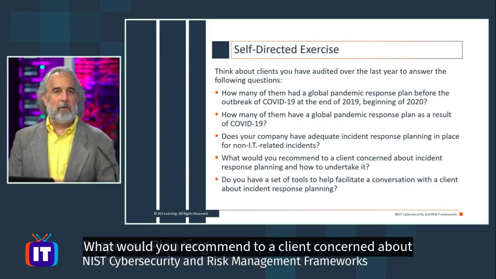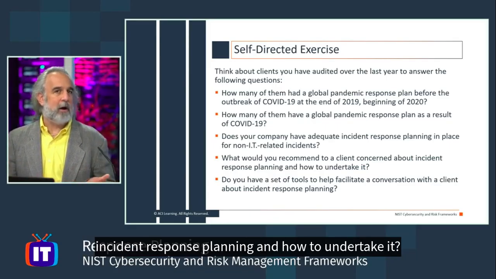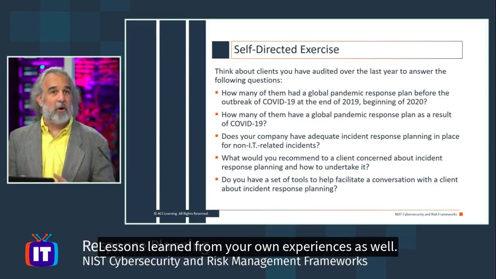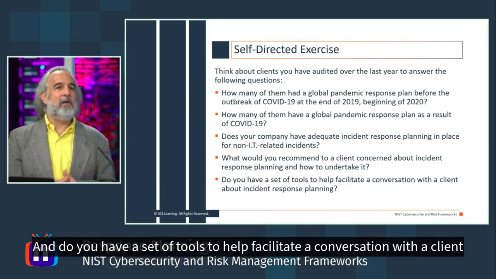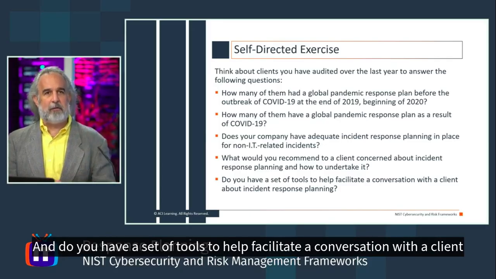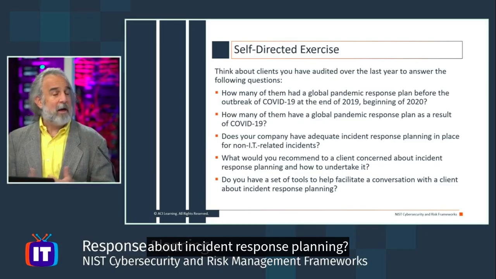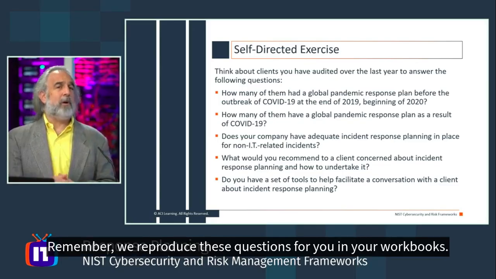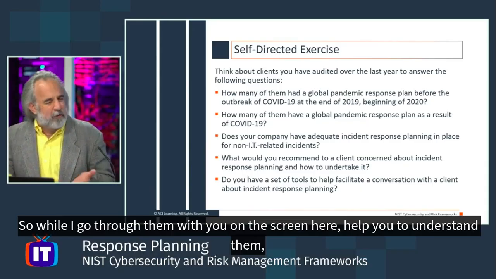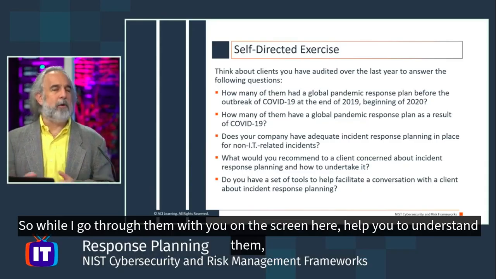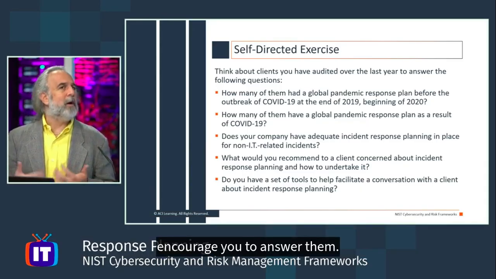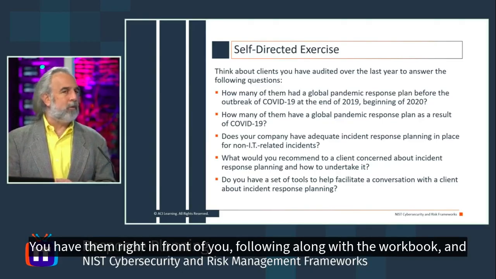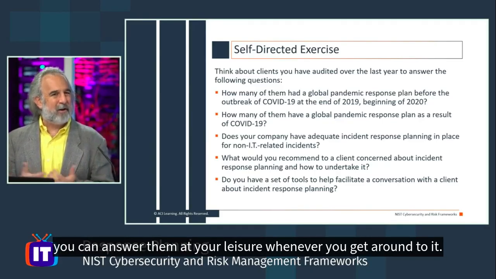What would you recommend to a client concerned about incident response planning and how to undertake it? What lessons have you learned from your own experiences as well? And do you have a set of tools to help facilitate a conversation with a client about incident response planning? If not, what would you put on that list? Remember, we reproduce these questions for you in your workbook. So while I go through them with you on the screen here, help you to understand them, and encourage you to answer them, you have them right in front of you following along with the workbook, and you can answer them at your leisure whenever you get around to it.